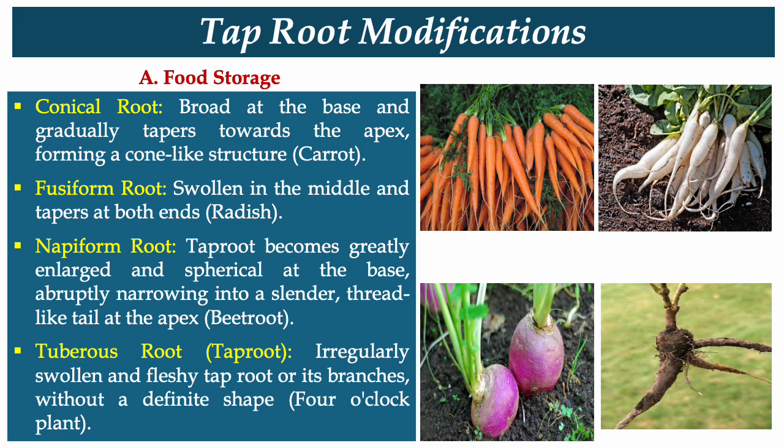Tuberous roots: the taproot, or sometimes its branches, swells up in an irregular manner to store food. Unlike the other taproot modifications, it does not have a distinct symmetrical shape. Example is Mirabilis jalapa.